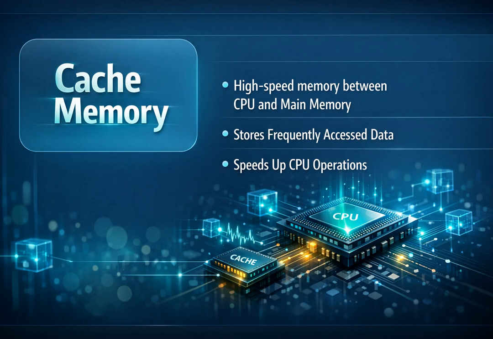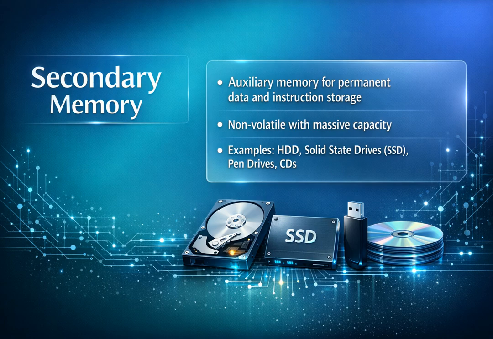Between the blazing fast CPU and the slower primary memory sits cache memory. This is a very high-speed vault that stores frequently accessed data, which prevents the CPU from waiting around and greatly speeds up operations. Since primary memory is small and often volatile, we need secondary memory for long-term storage. This is non-volatile and has massive capacity. Examples you've used include hard disk drives, solid-state drives, pen drives, and CDs.